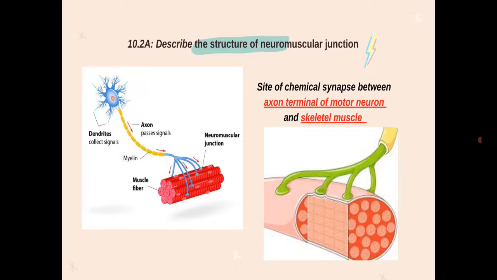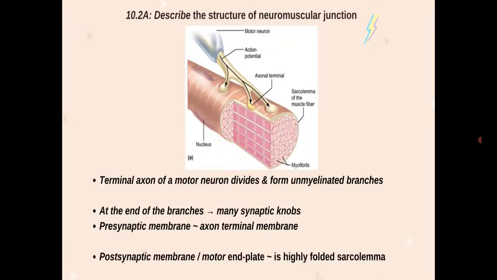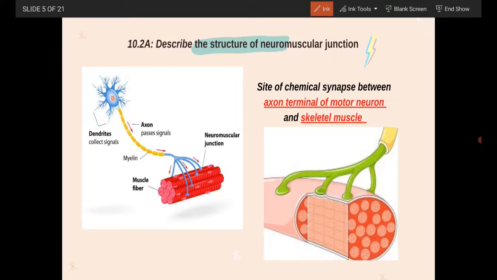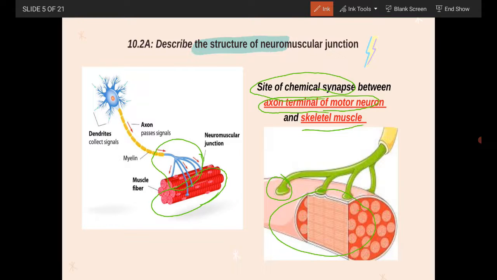What is neuromuscular junction? Neuromuscular junction refers to the site of chemical synapse between the axon terminal of motor neuron and the skeletal muscle. So this is neuromuscular junction.